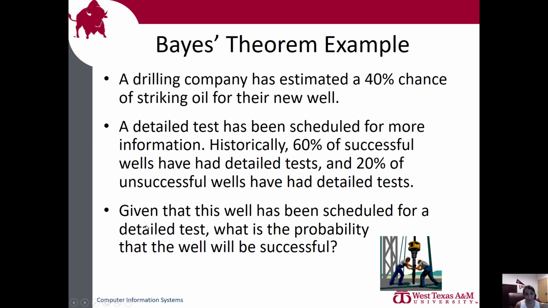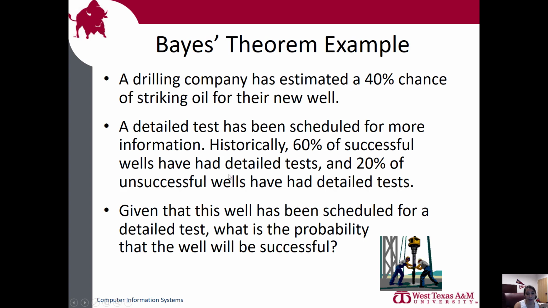So here's that example. A drilling company has estimated a 40% chance of striking oil for their new well. A detailed test has been scheduled for more information. Historically, 60% of successful wells have had detailed tests and 20% of unsuccessful wells have had detailed tests. Given that this well has been scheduled for a detailed test, what is the probability that the well will be successful? So here we have an initial probability of 40%.